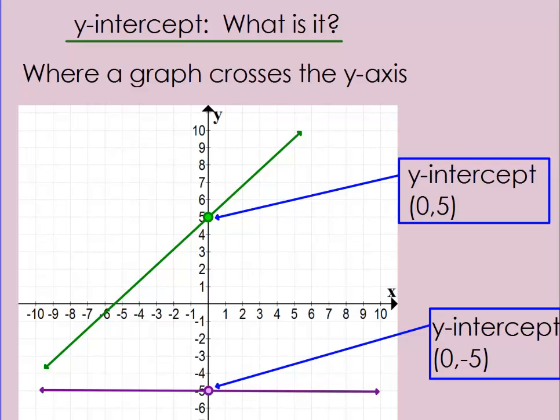Y-intercept is another part of writing in slope-intercept form. What is that? Well, it's where a graph crosses the y-axis. So I have this green line right here. So this is a graph of that green line, and it's crossing the y-axis. Y-axis is right here, goes up and down, and it's crossing at the y-intercept at (0, 5). So the y-intercept right here is actually 5. Now for this purple line, it's going left and right, it's crossing the y-axis, the point right there on the y-intercept is (0, -5), so we call the y-intercept -5. So that's just where it crosses the y-axis.